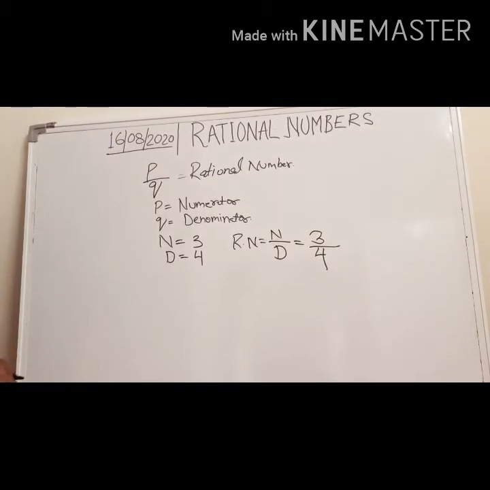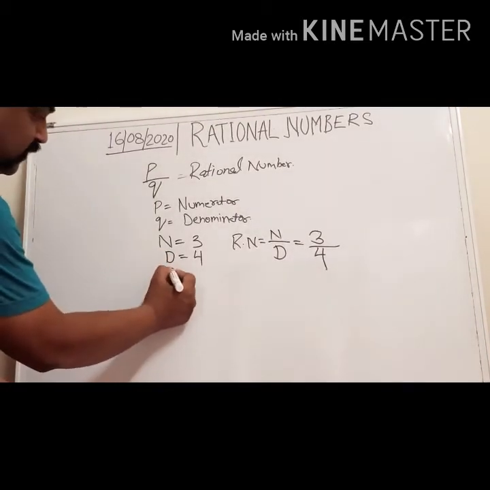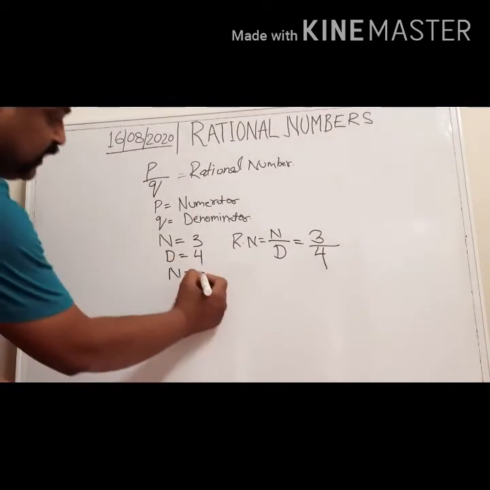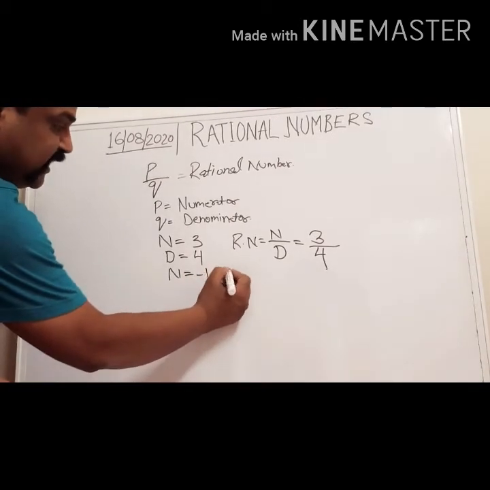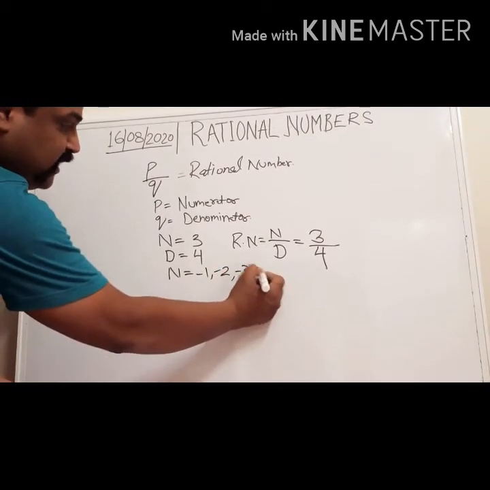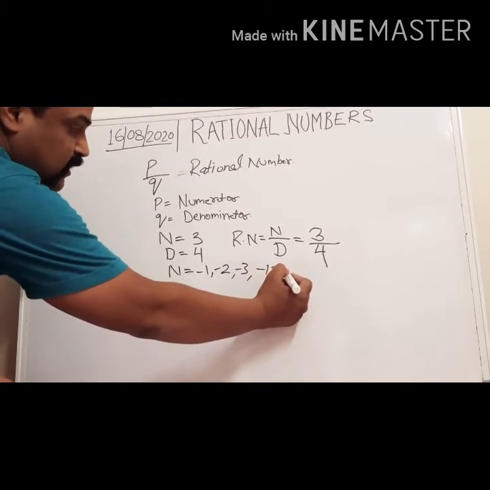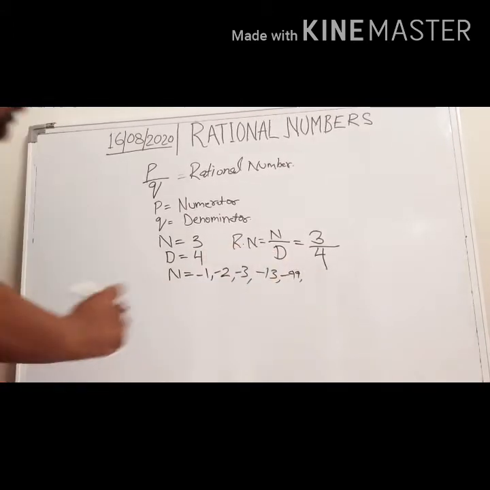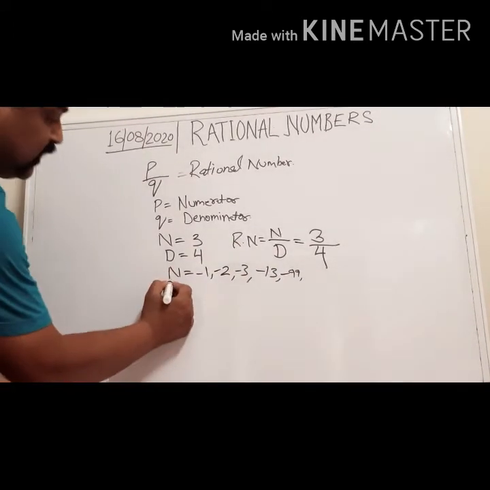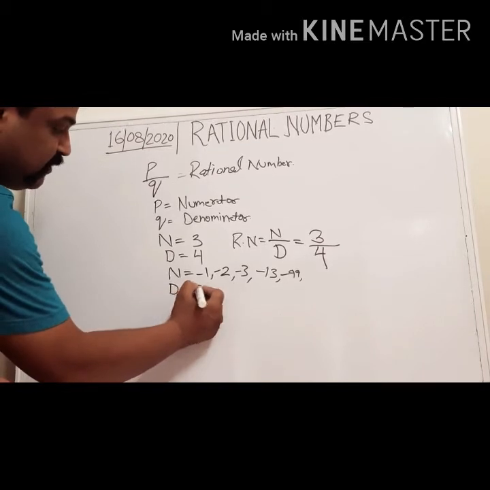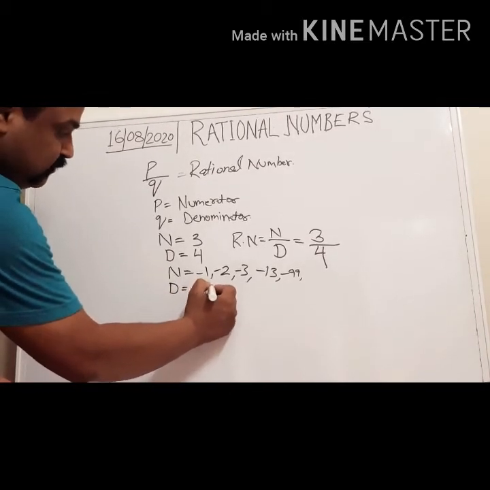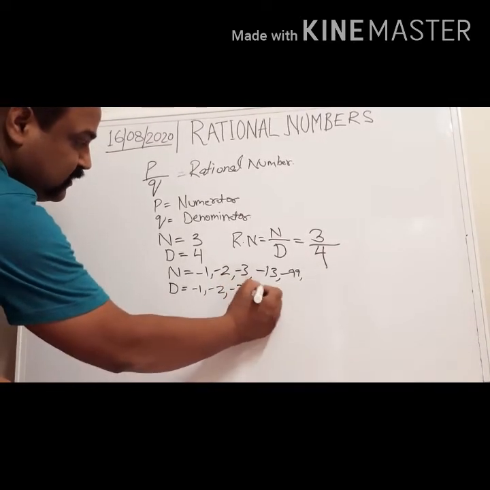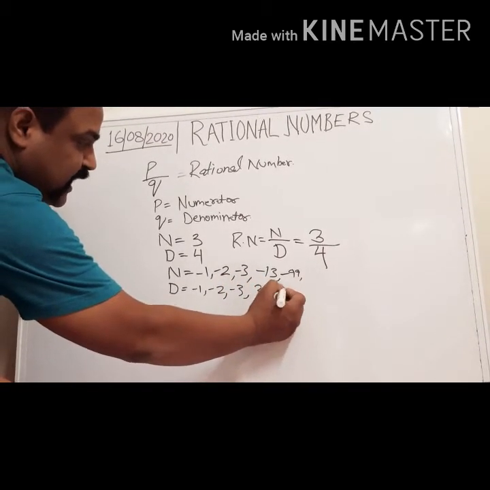A rational number can have the numerator in any integer value, that is, we can have -1 as numerator, -2, -3, -13, any integer can be our numerator. Similarly, the denominator of a rational number can be any integer like this, any positive or negative integer.